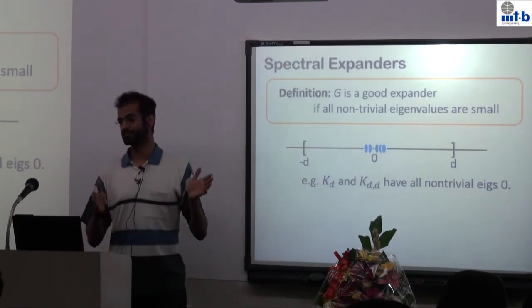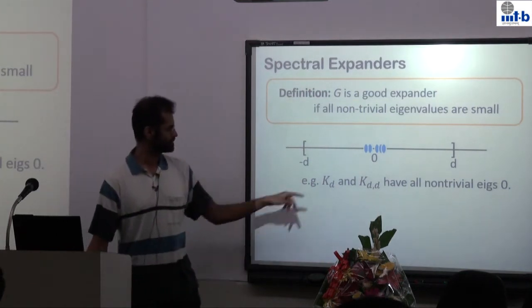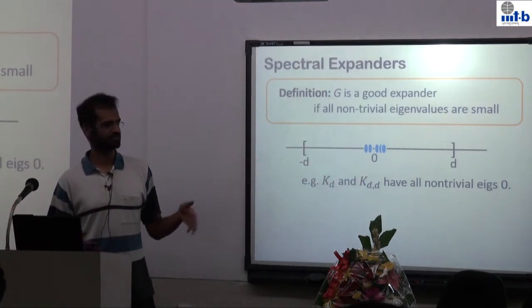So that's a really good expander, and that makes sense because it's really well connected. And the complete bipartite graph also has all non-trivial eigenvalues equal to 0. So the best you can do is just have everything else be 0.